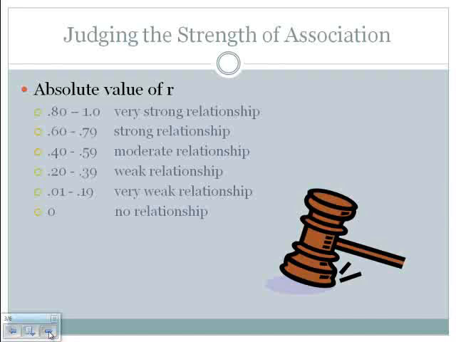So let's look at a couple of examples. The first one, let's say we're looking at height and weight, and R is equal to 0.82. The interpretation of that would be that there is a very strong direct, or a very strong positive, relationship between height and weight.